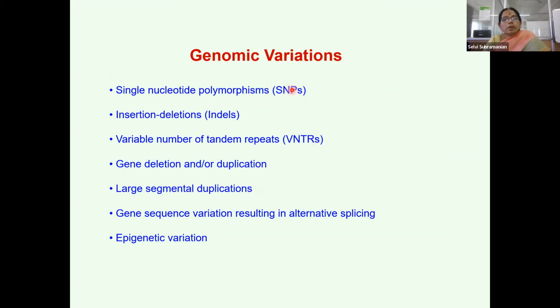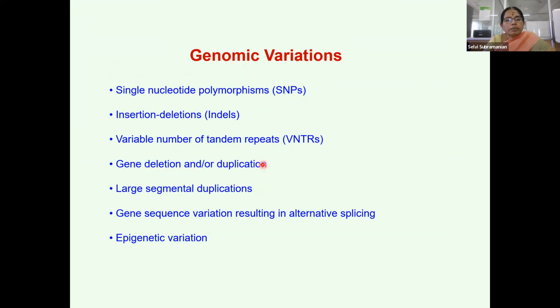Single nucleotide polymorphism is where one nucleotide is varying. In insertions and deletions, a few nucleotides are inserted in one case or deleted in some other case. Variable number of tandem repeats means some repeat sequences are present as 2 copies in one individual, sometimes a few copies, or sometimes many copies in another individual. So those are the regions which show the genomic variation.